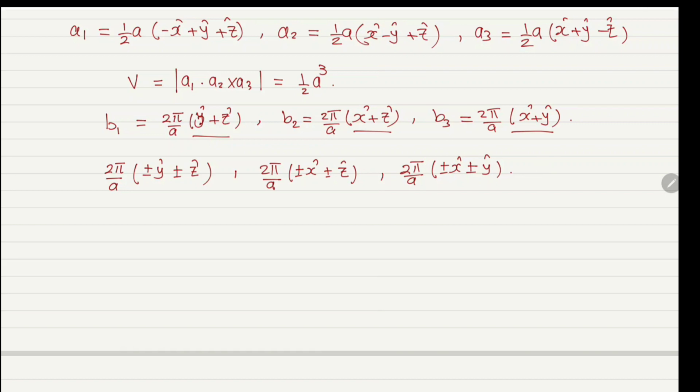Now the volume of the primitive cell in reciprocal space for the BCC structure follows the same rule, but in this case we use B1 dot B2 cross B3, and you just substitute B1, B2, B3, and you will get 2 times 2 pi over A cubed.